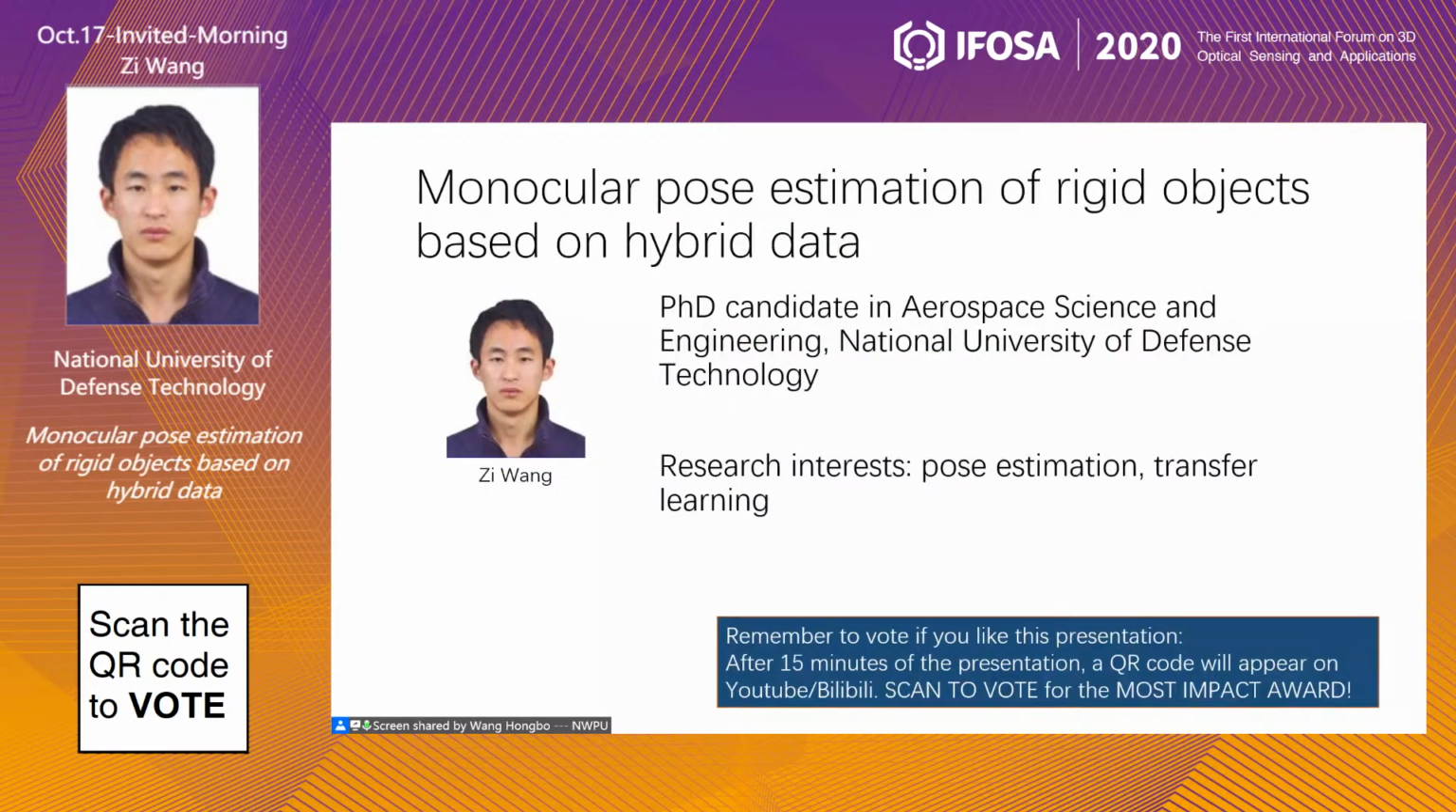Mr. Wang Zi is a PhD candidate in aerospace science and engineering at the National University of Defense Technology, NUDT. His research interests include pose estimation and transfer learning. And today, his presentation topic is monocular pose estimation of rigid objects based on hybrid data.